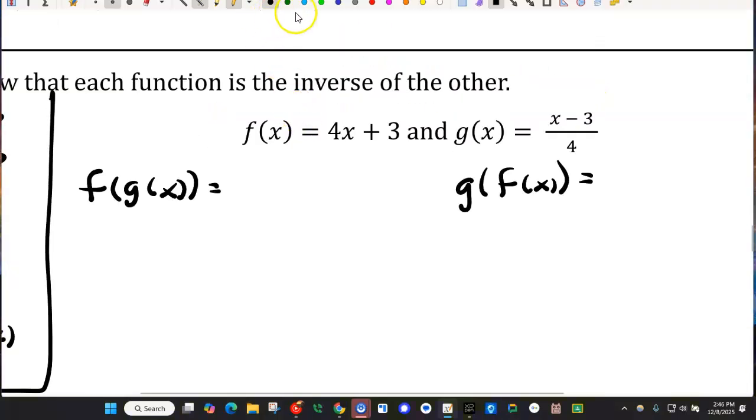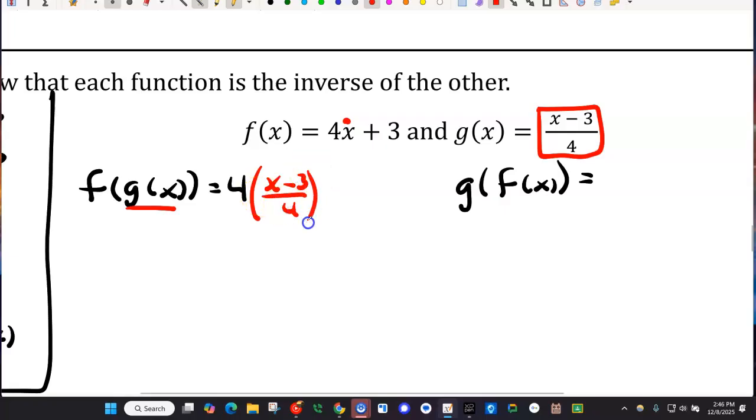So here we'll have g of x is going to be plugged into f of x. So this is the g of x, and we'll plug that in for that x. And then we'll do the reverse, just like last week. And then on this one, f of x is going to go into g of x. So this whole part will go into this x. And simplify both.